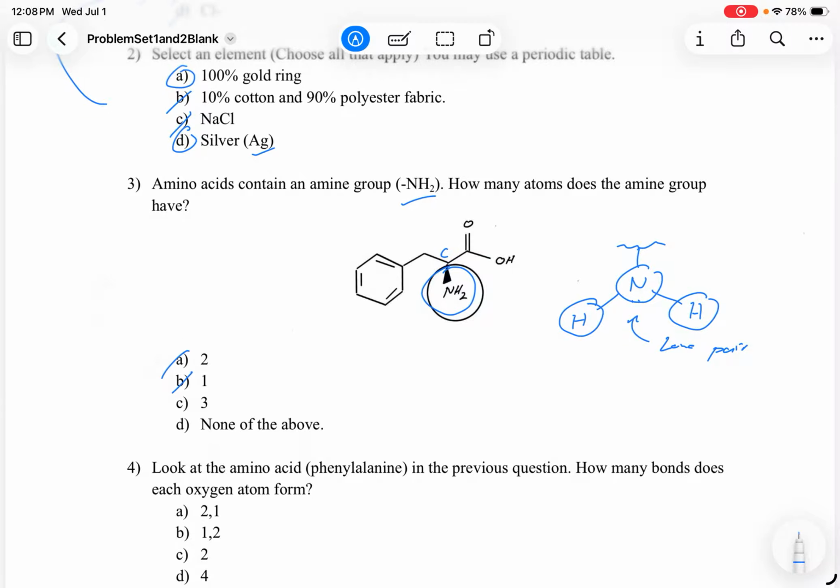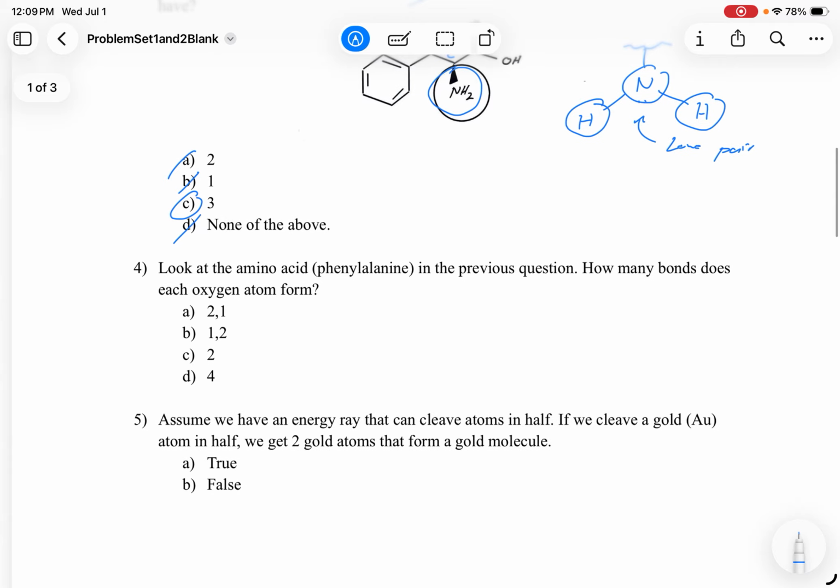So is it 2? No. Is it 1? No. Is it 3? Yes. Is it none of the above? It's not. So the amino group is basically in the circle. It is composed of a nitrogen atom and 2 hydrogen atoms, a total of 3 atoms. So if the question were asking how many different elements the amine group has, then the answer would be 2, right? The nitrogen and hydrogen, but that is not what it is asking for. Let's go to number 4.